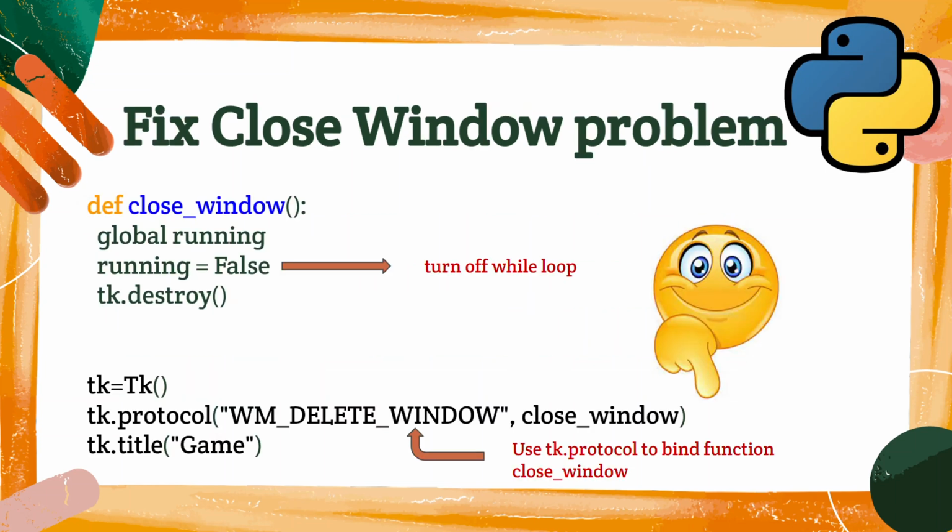First, we have to define a new function. Let's call it close window. Inside this function, we have to declare the running variable as global. Once the user clicks close window, it should set running to false and also destroy tkinter. Next, you have to use tk.protocol to bind the WM_DELETE_WINDOW function and close window.